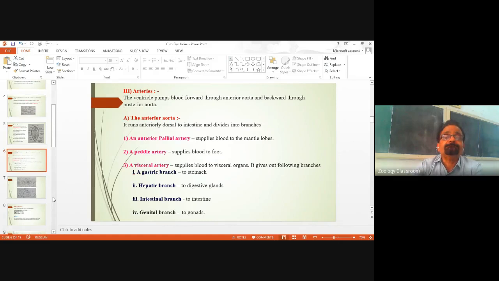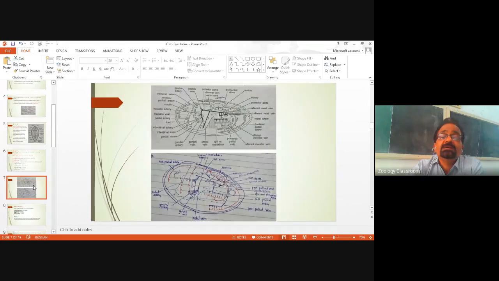The visceral artery gives a gastric branch to the stomach, a hepatic branch to the digestive glands, an intestinal branch to the intestine, and a genital branch to the gonads. Now let's see all these branches in the diagram. See, first is the gastric artery, then comes the hepatic artery, gastric to the stomach, hepatic to the digestive glands, then comes the intestinal artery to the intestinal coils, then comes the genital artery to the gonads.